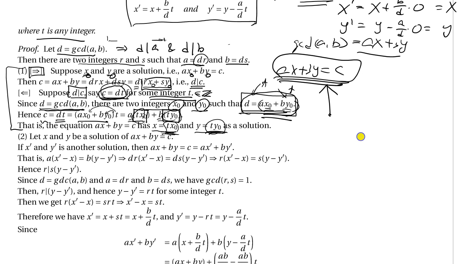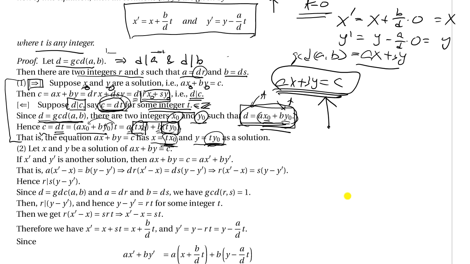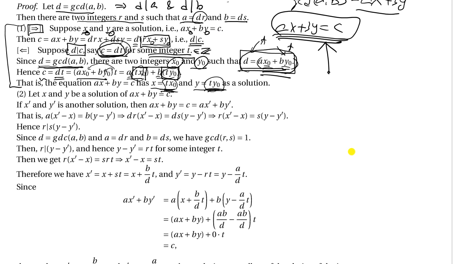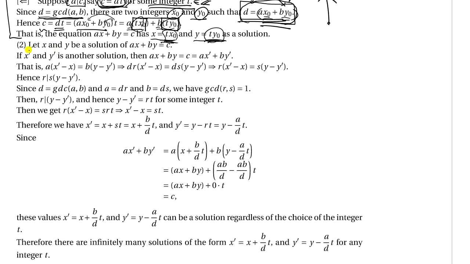So the remaining part is just proving why this becomes the general solution for that linear Diophantine equation. So let's look here. Let's say x, y is the first solution we found. Okay? And assume x prime, y prime is another solution, which means when you substitute x prime, y prime for x and y, we still get c, right? So we have that equation.